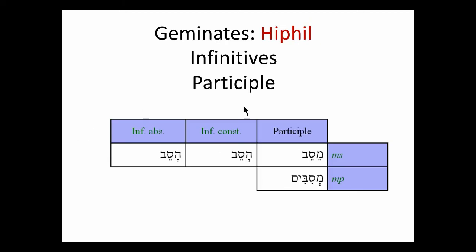Geminates, as far as hifil infinitives, again, the participle. Participle, you'll get help. Mem with I class. Again, the hifil should be A class, I class. So you don't get complete help, but you get a little bit of help here because you've got your tsere.